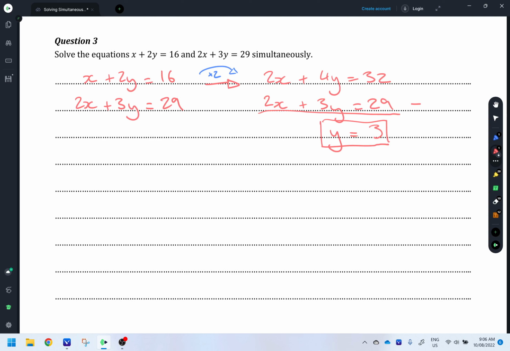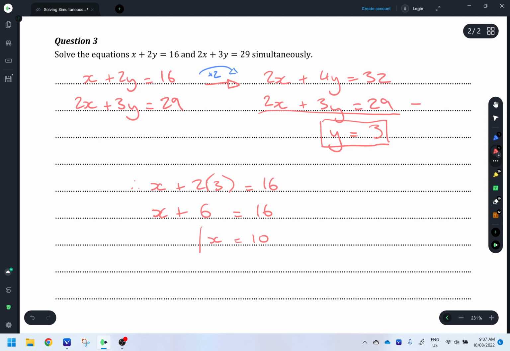So now that we have y equals 3, like what we've done with all the other questions, we're now going to substitute into one of the other equations to find the value of x. So I'm going to use that first equation we have at the top there. So therefore, I have x plus 2 times 3 equals 16. x plus 6 equals 16. x equals 10. And there we go, we have x equals 10.